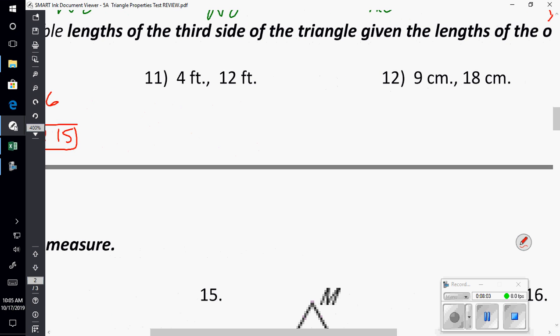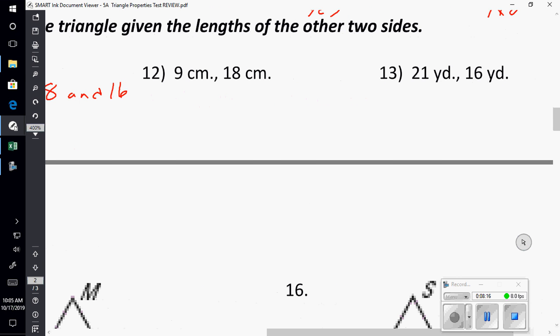But it has to be between them. It can't be equal to. This would be between. Subtract them, you get 8. Add them, you get 16. 12. This would be between.